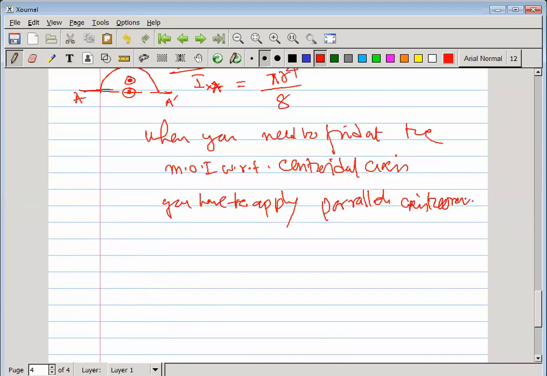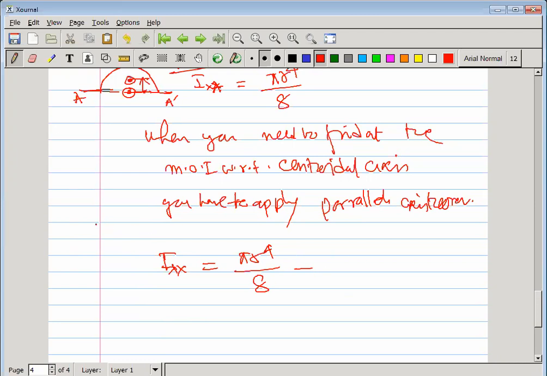Is it clear? When you have to find out I of xx, it is nothing but pi r to the power 4 by 8 minus A d square, and A is how much? A is the area and d is the distance.